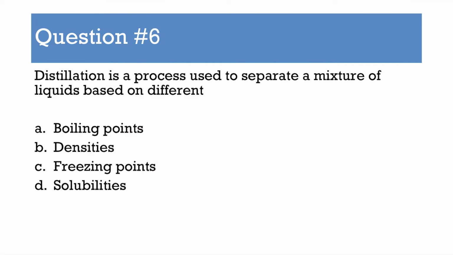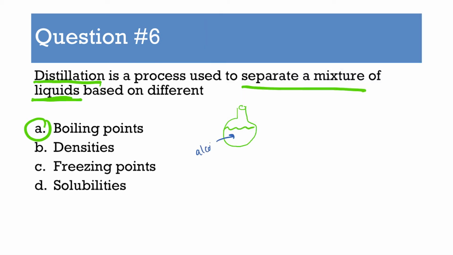Number 6 says distillation is a process used to separate a mixture of liquids based on different. So the answer here, if we're talking about distillation, there are 2 things you need to know about distillation. You separate liquids, and you separate them based on boiling point. So choice A. So basically what happens with distillation, you have a liquid. So let's say you have alcohol and water.